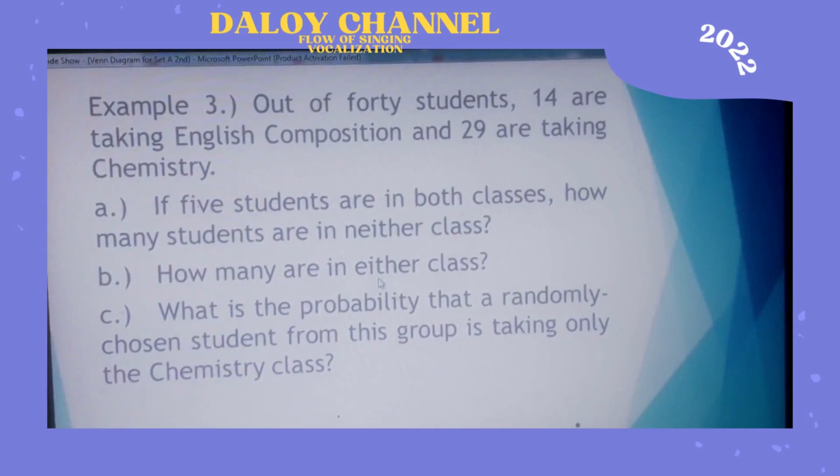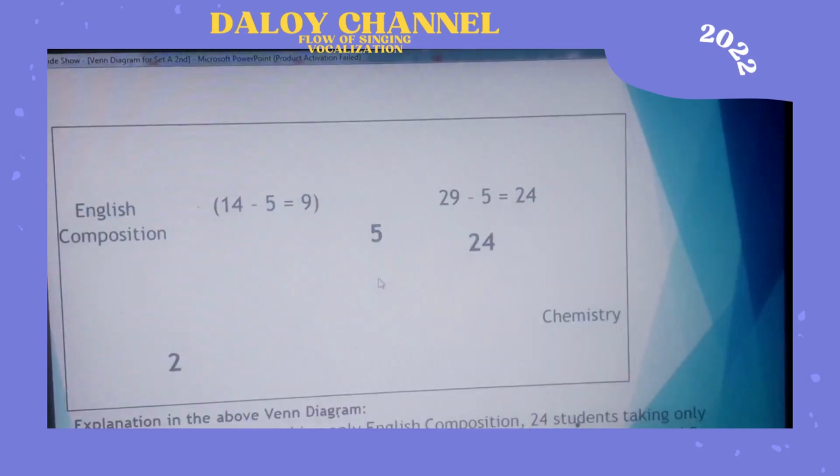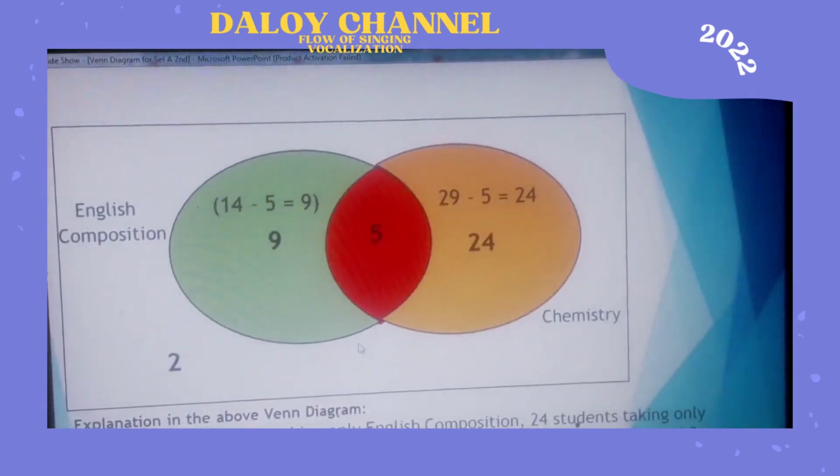For letter B, how many students are in either class? There are 38 students.